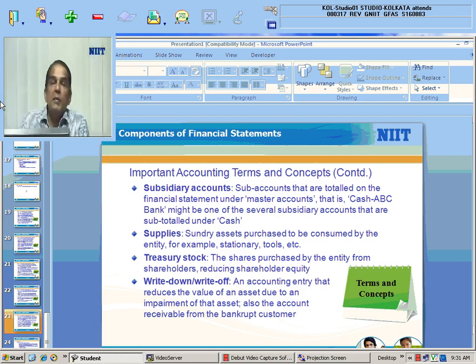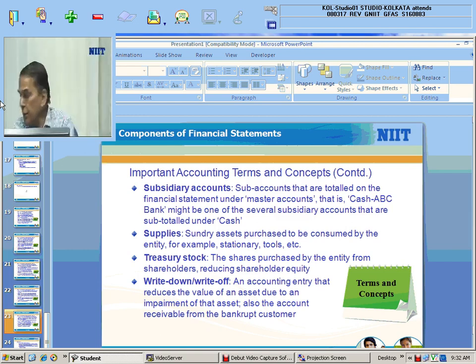So when the business is operating, these things are going to be consumed over a period of time. From time to time the company purchases these things and goes on using them, and again when the stock becomes low they purchase again. So these are called supplies. These are sundry assets purchased to be consumed by the entity, for example stationery, tools, etc. So when you come across the word supplies, it normally means sundry assets purchased by the business for their own consumption, like stationery, tools, etc.